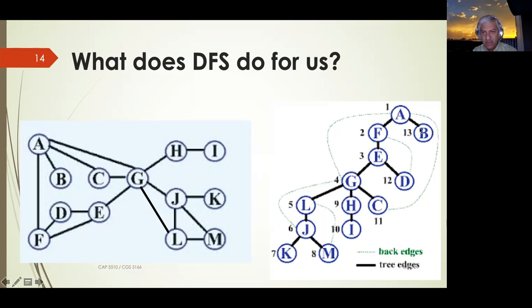So that's A, G, C, along with E, F, and D. All of these are part of one biconnected component, except for B. Is that clear? And same thing over here, G, L, J, M. All of these are part of one biconnected component, not K and not H or I, but the rest over here.